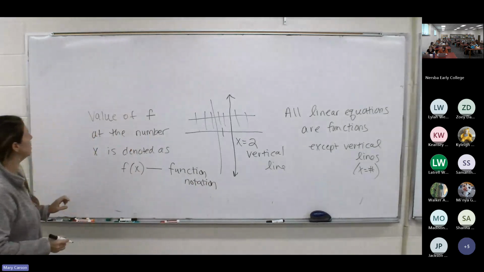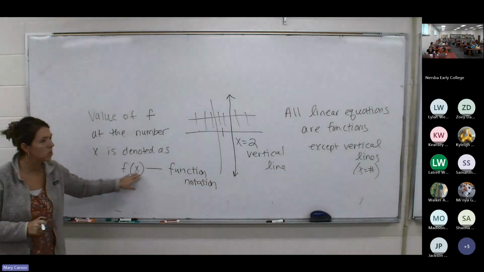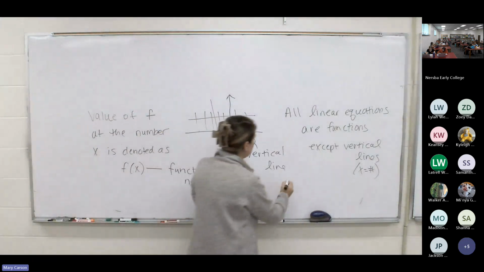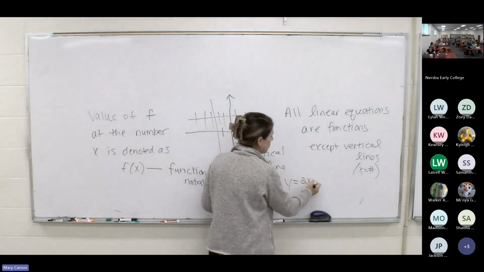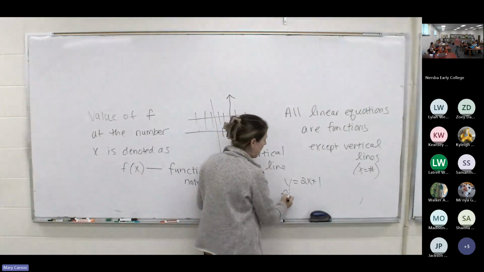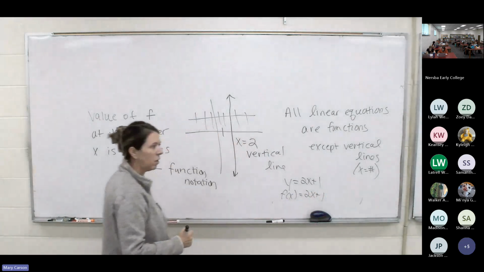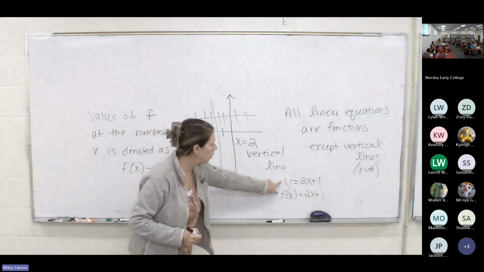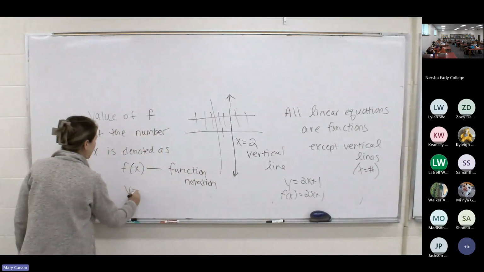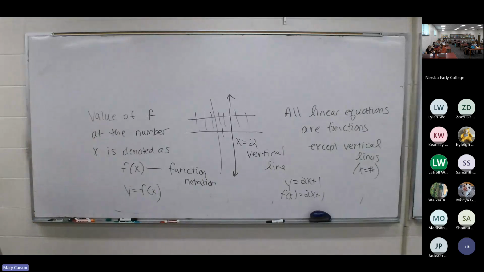All right, so another definition: the value of f at the number x is denoted as f of x. This is called function notation. So instead of writing your equation as y equals 2x plus 1, if I already know that this is a function, we can write this as f of x equals 2x plus 1. And that tells you right there we know it's a function, okay? So technically, y represents the same thing as f of x. So we can say y equals f of x. That's called putting something in function notation.